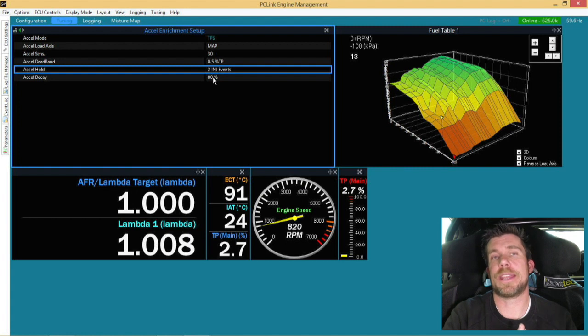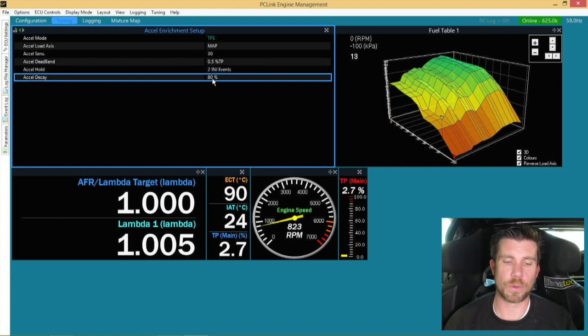But if you are seeing a lean spike, or more importantly, once you've got your acceleration enrichment up and running and working reasonably well, if your initial hit of the throttle is reasonably clean, but then you see the AFR drift a little bit lean, you could extend the hold time out to 3 or 4 injection events, and that may improve it.